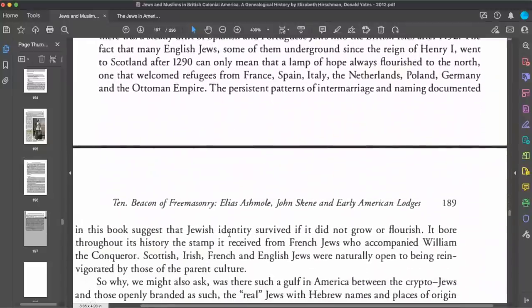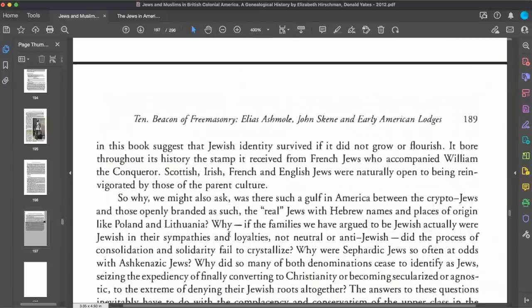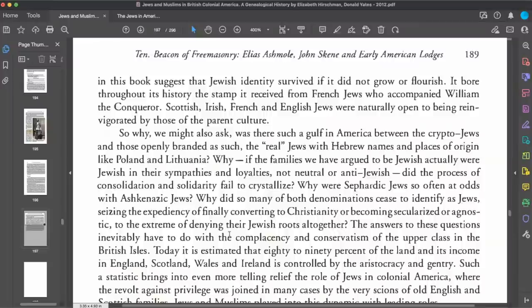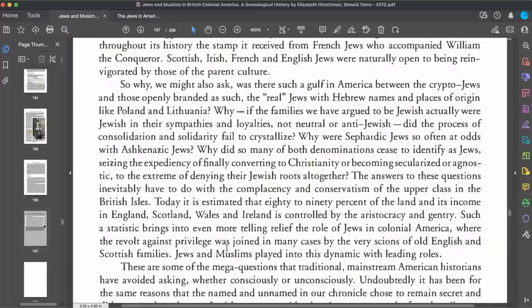The persistent patterns of intermarriage and naming documented in this book suggest that Jewish identity survived. If it did not grow or flourish, it bore throughout its history the stamp it received from French Jews who accompanied William the Conqueror. Scottish, Irish, French, and English Jews were naturally open to being reinvigorated by those of the parent culture. So why, we might also ask, was there such a gulf in America between the crypto Jews and those openly branded as such, the real Jews, right, with Hebrew names and places of origin like Poland and Lithuania? Why, if the families we have argued to be Jewish actually were Jewish in their sympathies and loyalties, not neutral or anti-Jewish, did the process of consolidation and solidarity fail to crystallize?